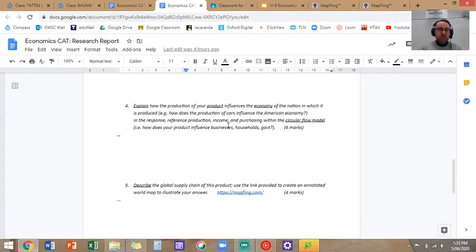In your response, reference production, income, and purchasing within the circular flow model. So for example, how does the production of coffee, your product, in the economy of the nation in which it is produced, let's say Brazil, how does that impact businesses in Brazil? How does it impact households in Brazil? How does it impact the government of Brazil?